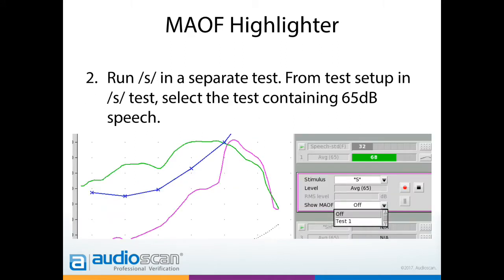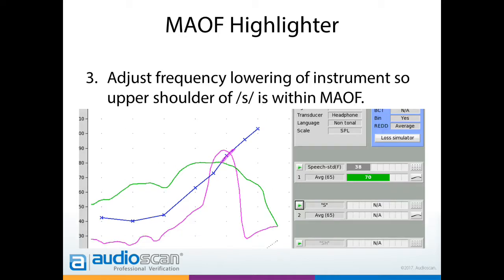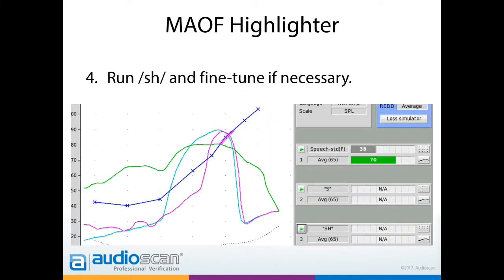Step 2, you'd run the S stimulus in a separate test slot, and note that there's a new feature there, Show MAOF. Click on that drop-down menu, and it will show you any tests that exist that already have a 65 dB speech stimulus run in them. Once you select the test, in this case it was test 2, you'll notice there's a pink line. Well, the line is the color of the test that you're running currently, and that's the target range. So in this particular case, I would increase the amount of frequency lowering to move this S stimulus down so it looks more like this. Then finally, we would run the SH as well and check to make sure that they don't overlap.